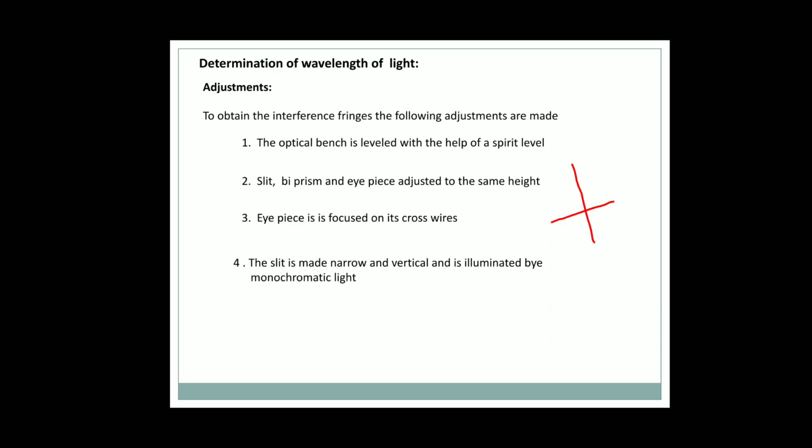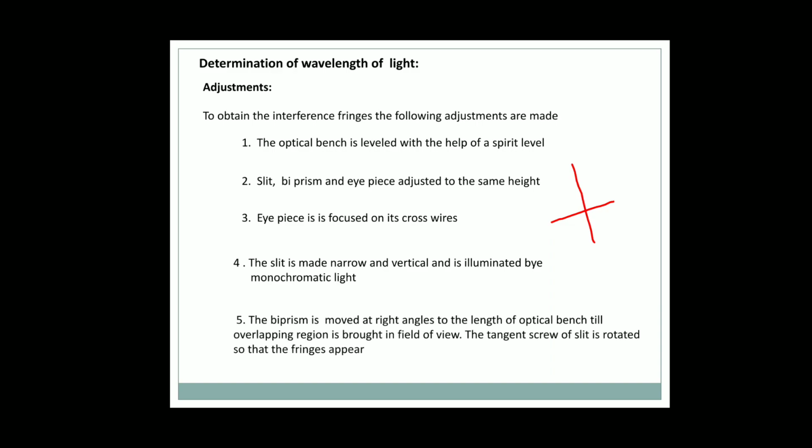The fourth adjustment is that the slit is made narrow and vertical and illuminated by monochromatic light. If the slit is broad, we cannot see the bright and dark fringes, and it loses its spatial coherence.